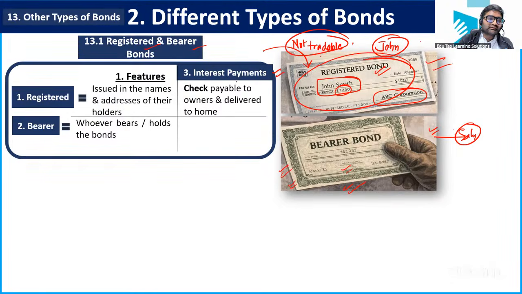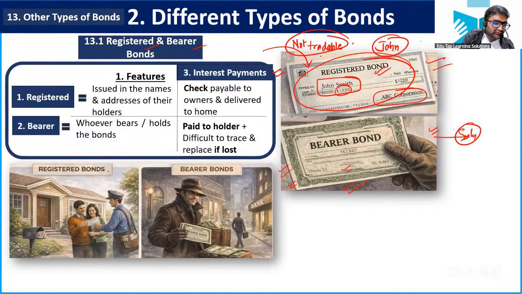Now interest payments are also done on them. On both of them interest payments are done. You see, the registered bonds are really sophisticated. The interest payment comes to the particular person's home. It is delivered to the home in the form of a check, and they withdraw the money. All of those things happen in a very systematic manner in the registered bonds, because the name is given, the money is sent to the home. While with the bearer bond, what happens? Whoever holds this particular bond will get the benefit. Let's say there is some goon who is holding this particular bond, they will get the benefit of it that way. So it is paid to the holder.